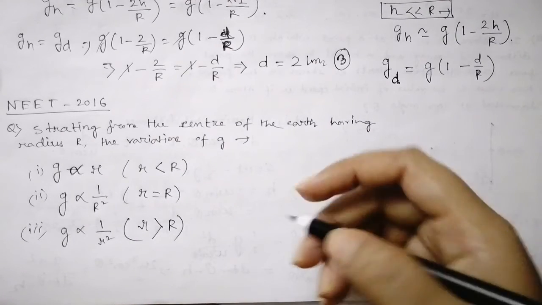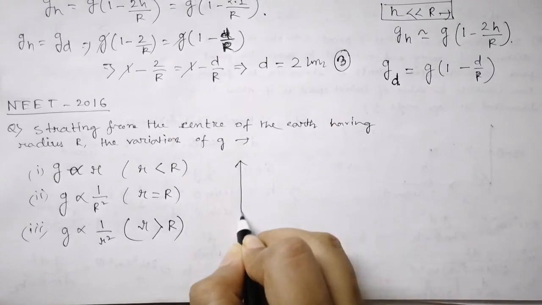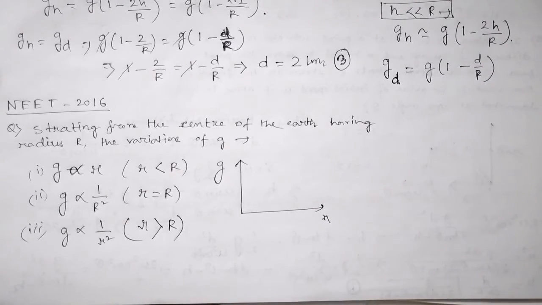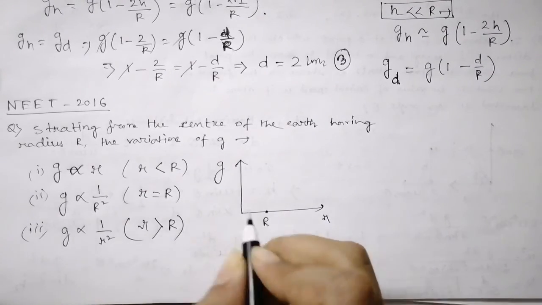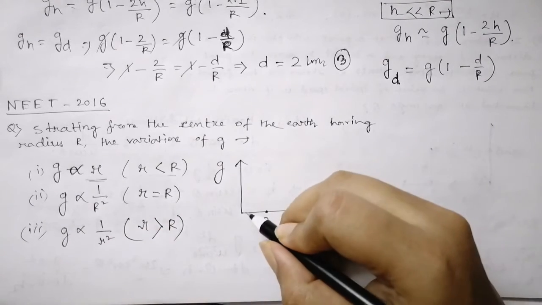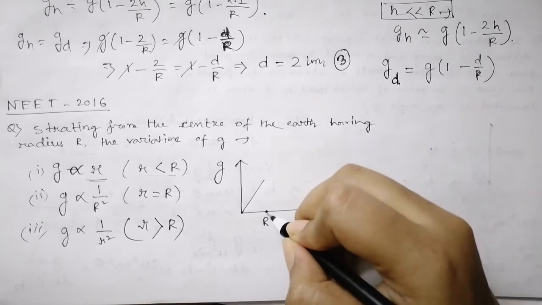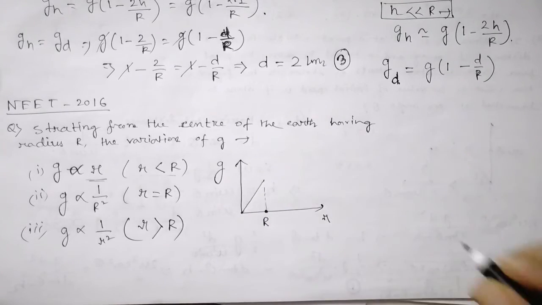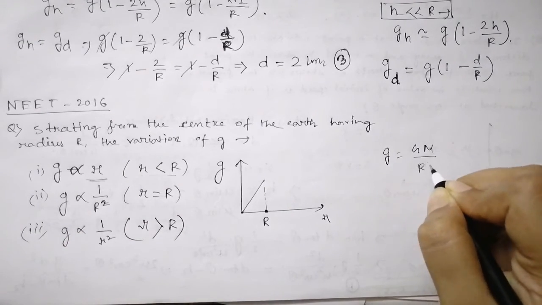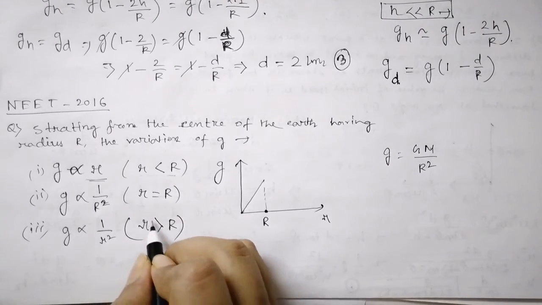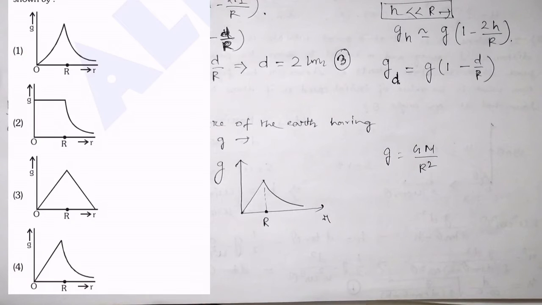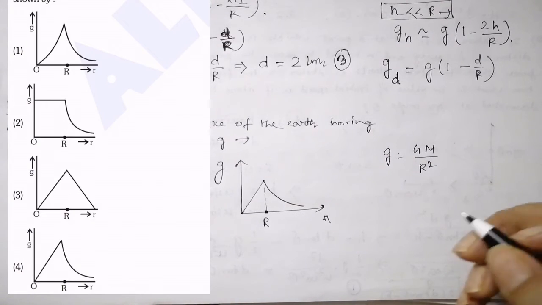So if you plot this, we'll get the plot of g against r. If it is the radius of earth, then below the radius of earth it is proportional to r, so here it will be a straight line. At the surface of earth it will become maximum, and it will be equal to GM by r square at the surface. And after this, when the distance is greater than the radius, it will fall like this. So from the options you can see it is matching with option 4.